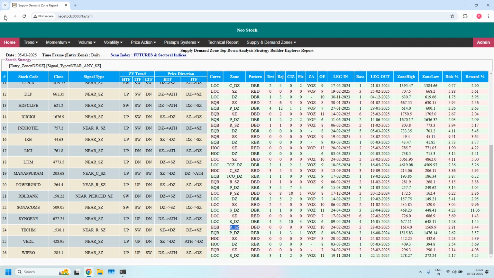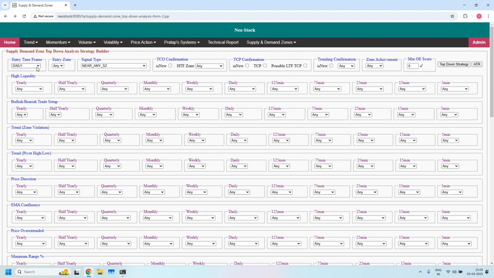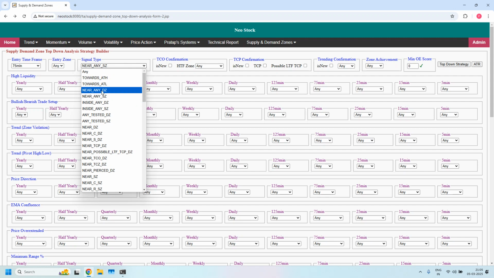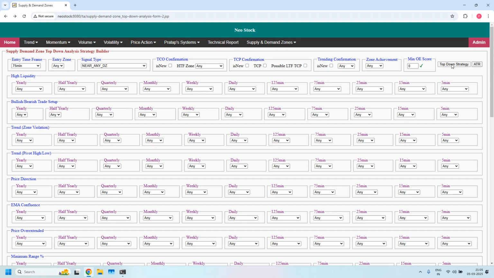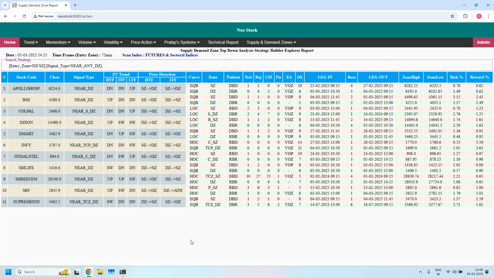Okay, next, 75 minutes time frame. After that I will generate, because I know some of you are using 125 minutes also. After 75 minutes I will generate 125 minutes. So near 75 minutes demand zone, we got 11 stocks. Let us identify high liquidity demand zones from this list.